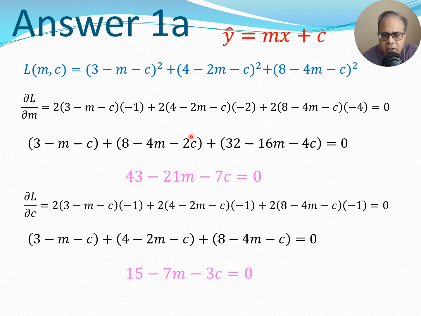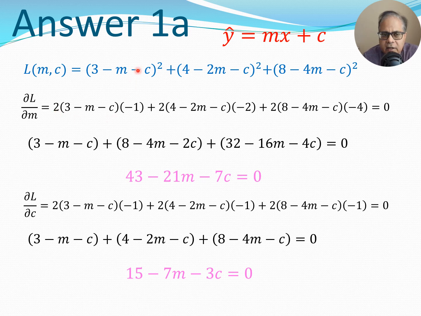To do that, I take the derivative of L with respect to m and set it to 0, and I take the derivative of L with respect to c and set it equal to 0. Remember, m and c are the two variables here, and since this is a problem with two variables, I have to take partial derivatives. When I take the derivative of L with respect to m, I have to treat c as a constant, but I can treat m as the variable with which I am differentiating.